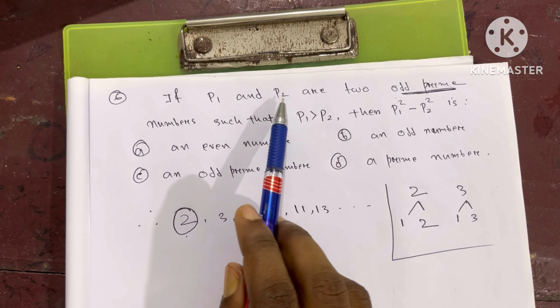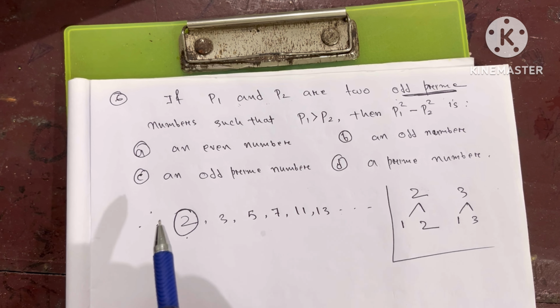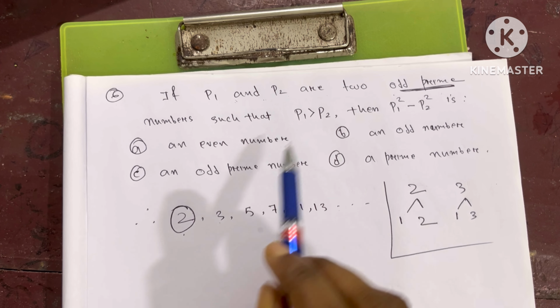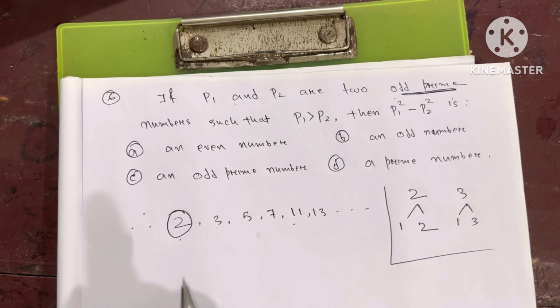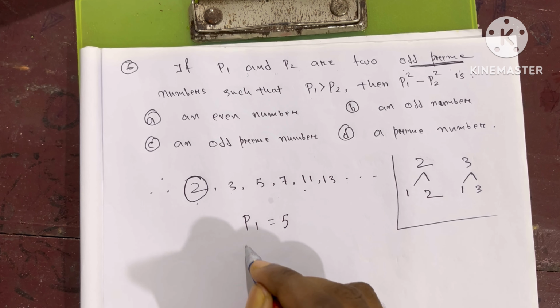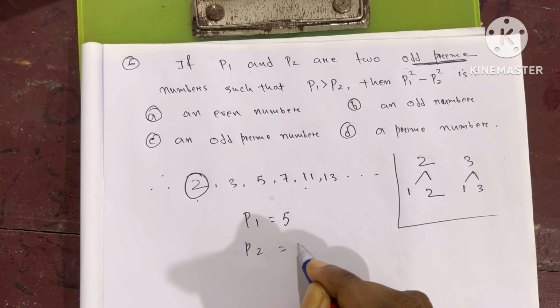If P1 and P2 are two odd prime numbers, you can take any two prime numbers from here, but there is one condition: P1 should be greater than P2. So suppose P1 is equal to 5 and P2 is equal to 3.